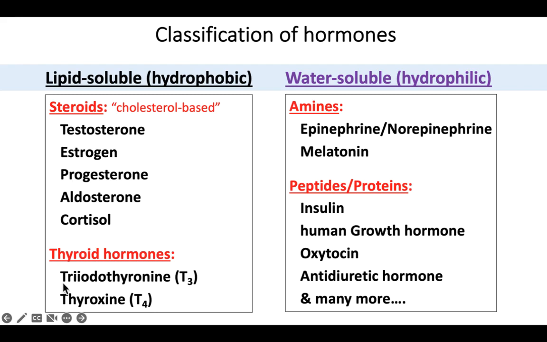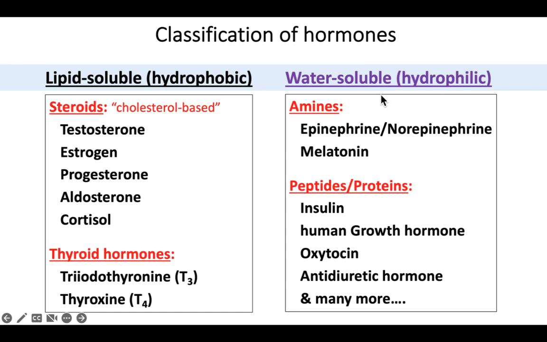They're both functioning very similarly, which we'll talk about in the next chapter. But the 3 and the 4 is in reference to how many iodine atoms are on the hormone. So we'll learn about how important iodine is for your thyroid. But triiodothyronine and thyroxine are both thyroid hormones, and they're lipid-soluble hormones.